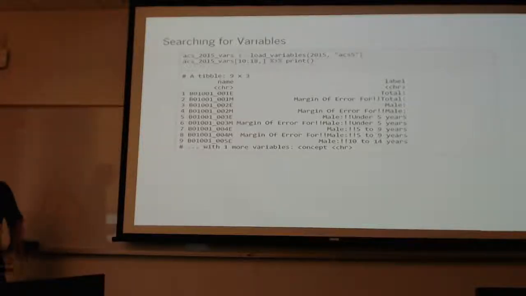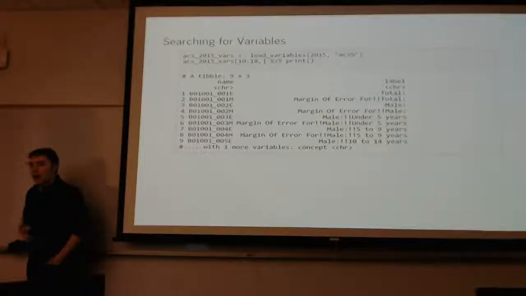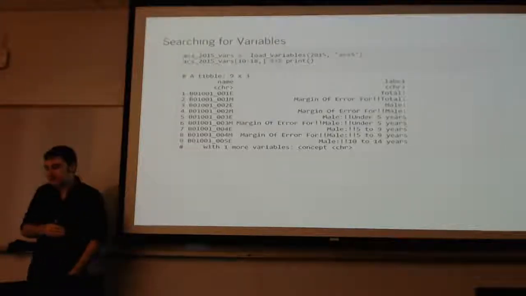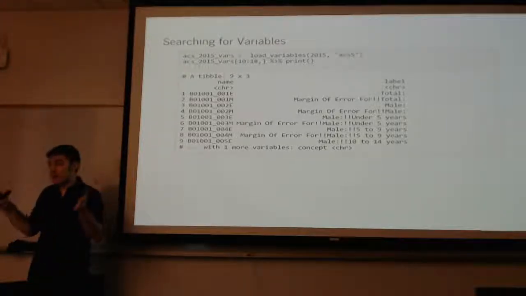So, this is what searching for a variable looks like in it. What I did here is I said, I want to load variables from the 2015 American Community Survey 5-year estimates. So these are basically the estimates generated by 5 continuous years of the ACS.